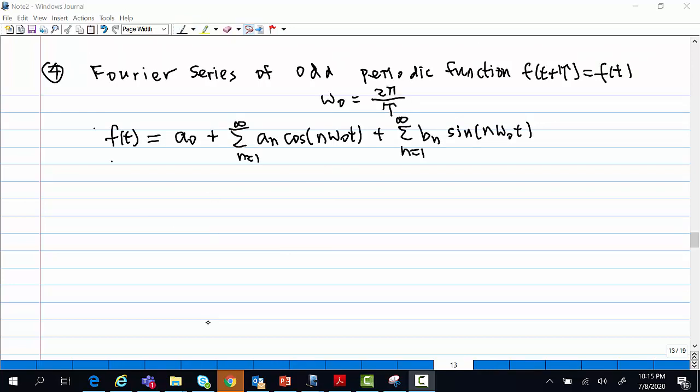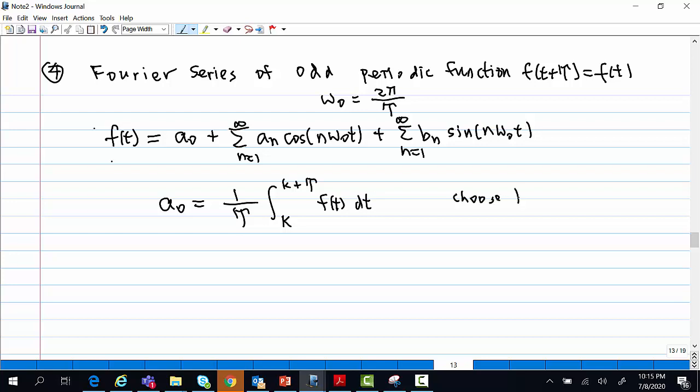Here is the proof that a0 is equal to 0. From the formula of a0, we know this is equal to 1 over T, integral from k to k plus T, f(t) dt. Now you choose k to be minus T over 2. Then a0 becomes 1 over T, integral from minus T over 2 to T over 2, f(t) dt.